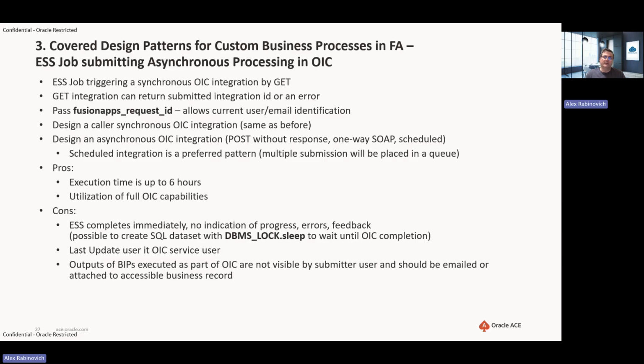Usually we create two integrations, one caller integration and one actual processing integration. In this case, it's very important to pass the Fusion Apps Request ID because this will allow the OIC integration to understand who runs the integration, what the email of the user is, and whom to notify. Because in comparison to synchronous operation, which runs as long as OIC is running, with asynchronous processing the user sees that the ESS completes immediately.